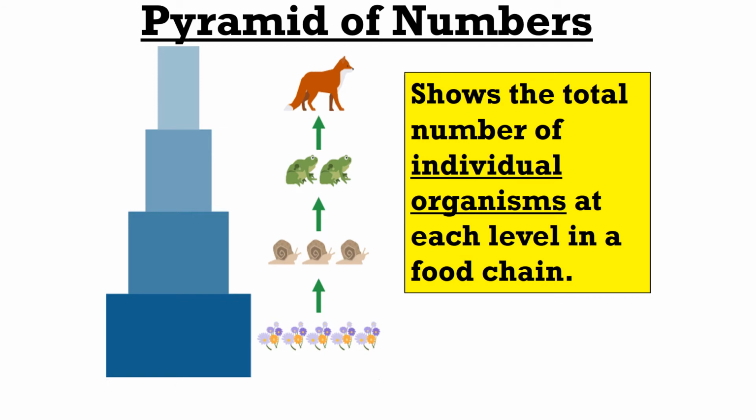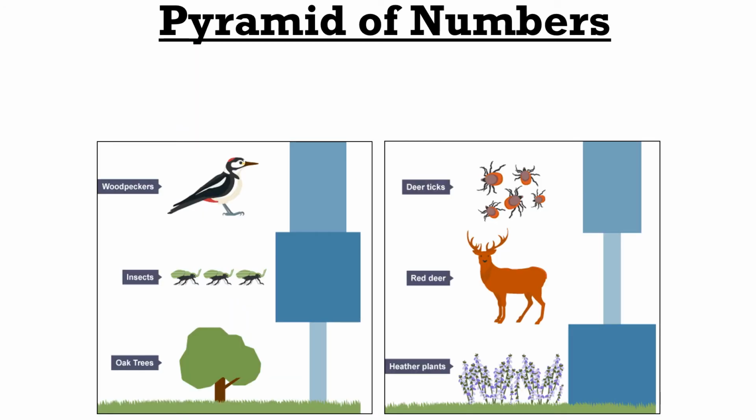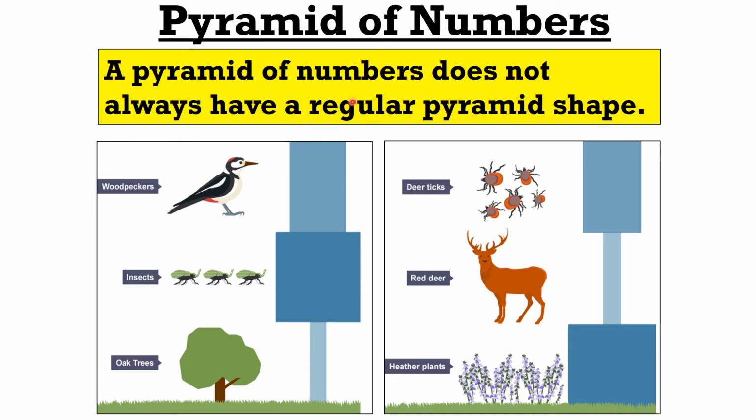Is that how you say it? Pyramidal. If you look at these two, what you've got here is the producer is one organism. So in the pyramid of numbers, you can have a wee thin line there. You've then got a large number of insects and then a smaller number of woodpeckers. Okay, so a pyramid of numbers does not always have a regular pyramid shape.